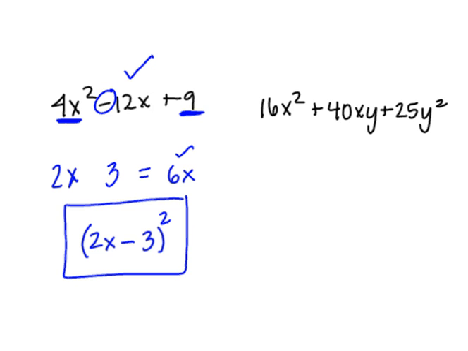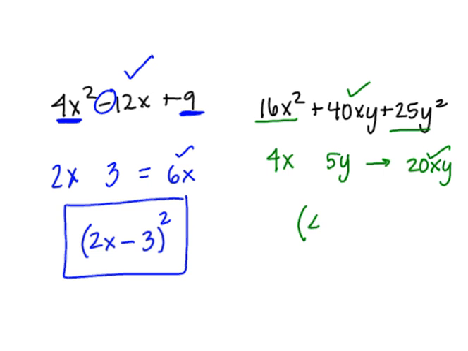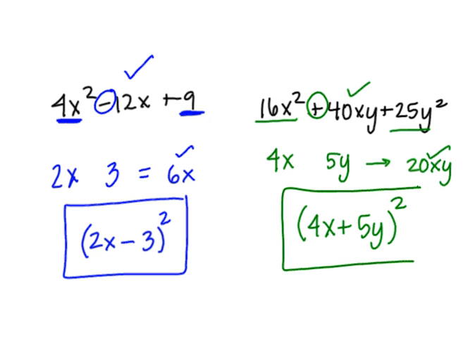Looking at our next one, it's 16x squared plus 40xy plus 25y squared. The number that makes 16 is 4, so that would be 4x, and the number that makes 25 would be 5 and a y. If I put those together, I get 20xy. If I doubled 20xy, I would get 40xy. So that lets me know that this is a perfect square. So I'm going to keep my 4x and keep my 5y. I'm going to take the front sign, and then I take that quantity and I square it.